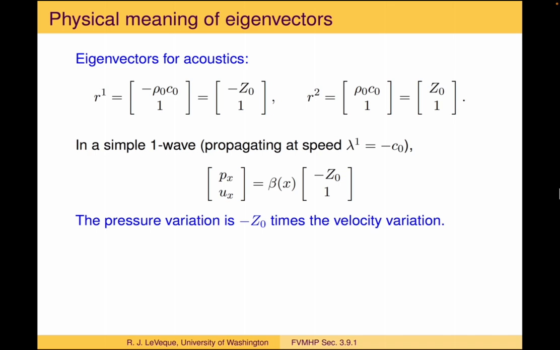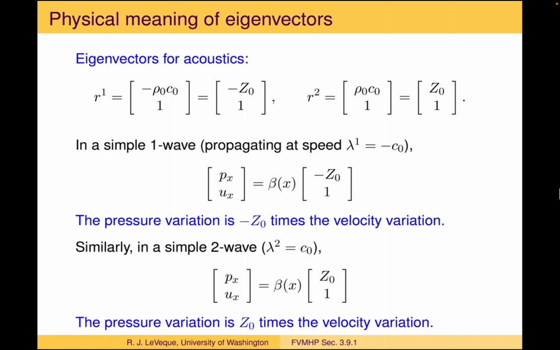So if we're looking at a one wave, all the variation is proportional to r1. R1 for acoustics is just the vector minus z0, 1, where z0 is the impedance of the state that we're linearizing about. And so what this tells us is that any variation we have in pressure and velocity must be proportional to this eigenvector. So that means in particular that the variation in p has to be minus z0 times the variation in u. Px is always minus z0 times ux.